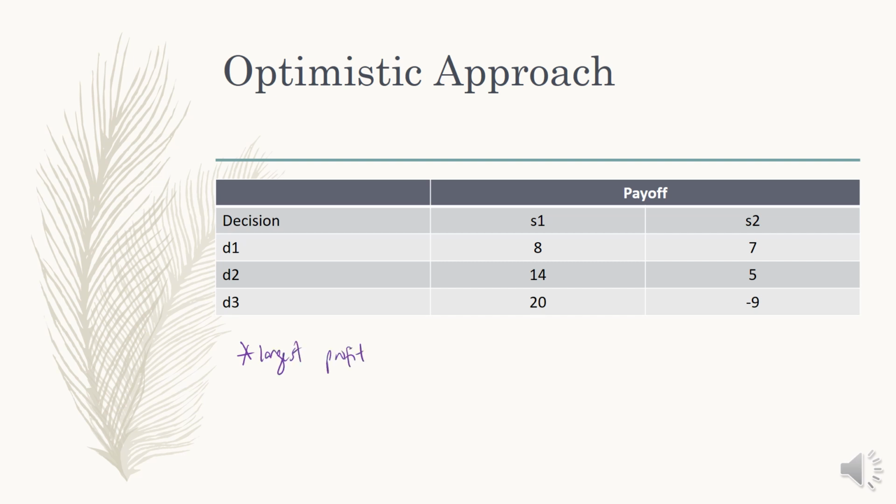So in the optimistic approach, you assume that things are going to go well. It's optimistic. So you just look at what is the highest profit in this table. In this table, the highest profit is 20, and that was given to us by building the large condo. So if we're using the optimistic approach, the company should build the large condo complex. So D3 would be our answer.